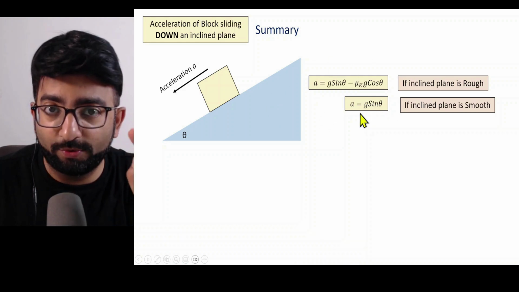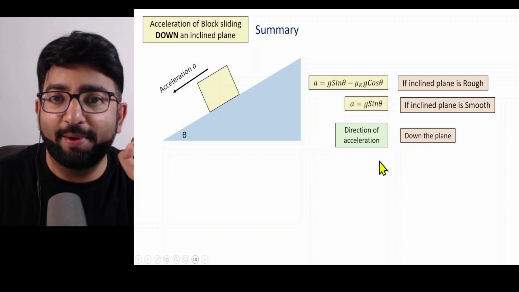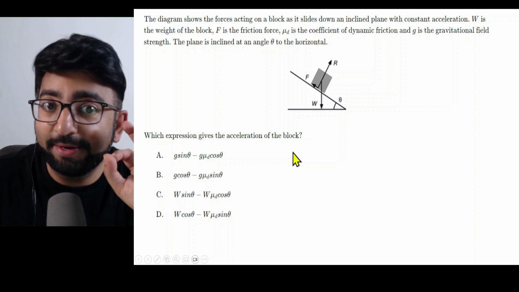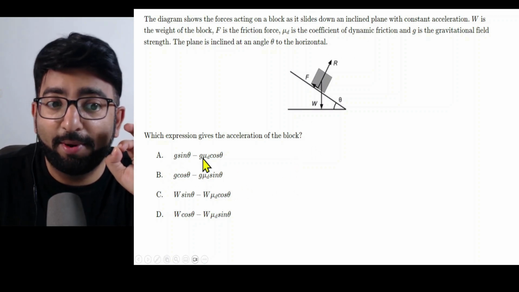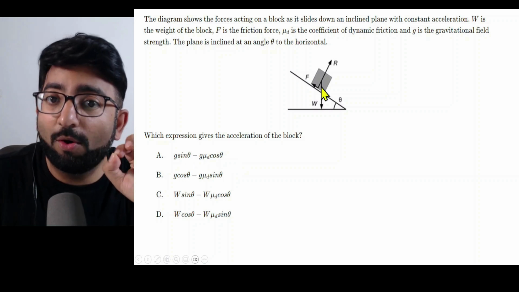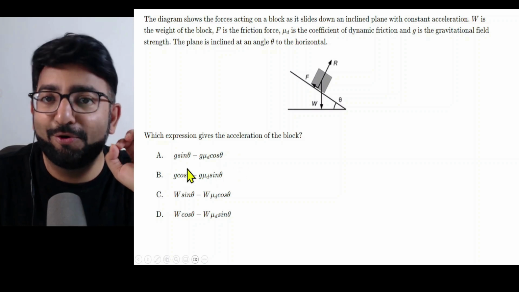So these are the magnitudes. Now, the direction of acceleration in this case is down the plane. So, coming back to the question, now you can easily say that the acceleration will be g sin theta minus mu g cos theta. There will be a minus sign in the middle because the block is sliding down the incline. And hence, A is the answer for this question.